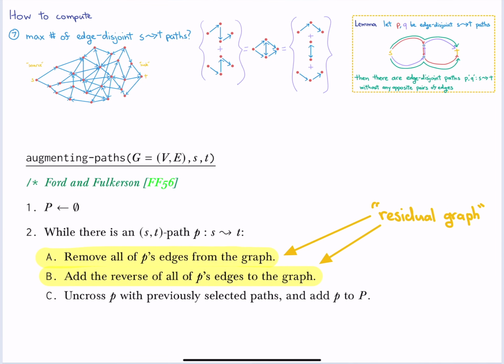For what it's worth, these intermediate graphs that include the reverse edges are sometimes called residual graphs, because based on the paths you've already taken, that's sort of like the leftovers, including the reverse. Anyway, it's just a word. So that's called the residual graph.